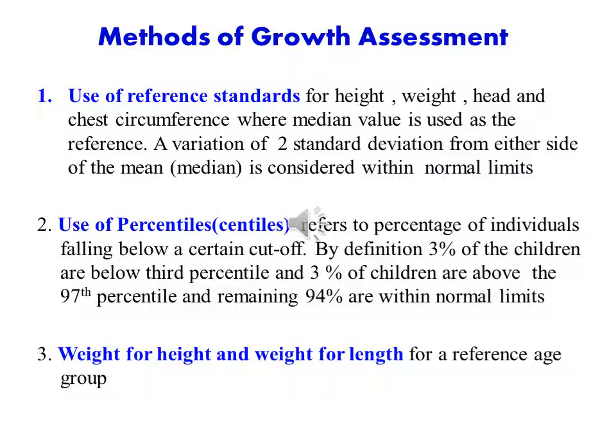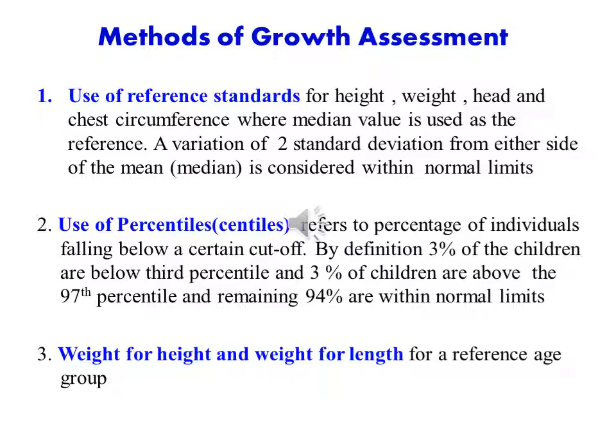By definition, 3% of the children are below the third percentile, 3% of children are above the 97th percentile, and the remaining 94% are within normal limits. It means the initial 3% and the 3% above are actually those who are not normal.